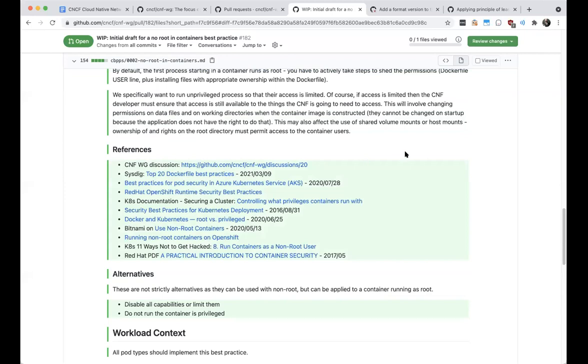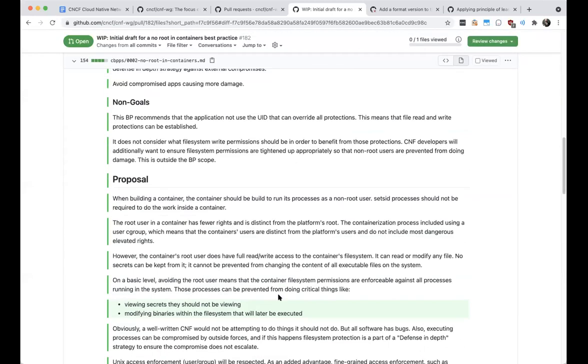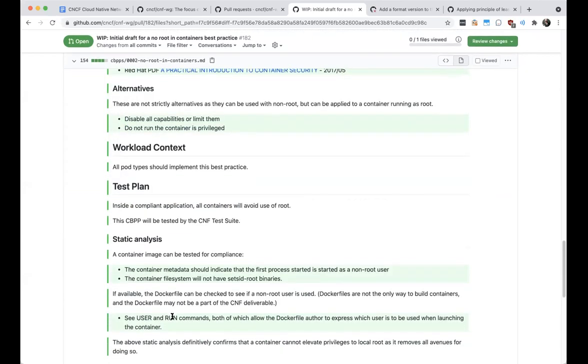Right. So this is just looking in the diff, the display diff for you. And there's all the references, different places.